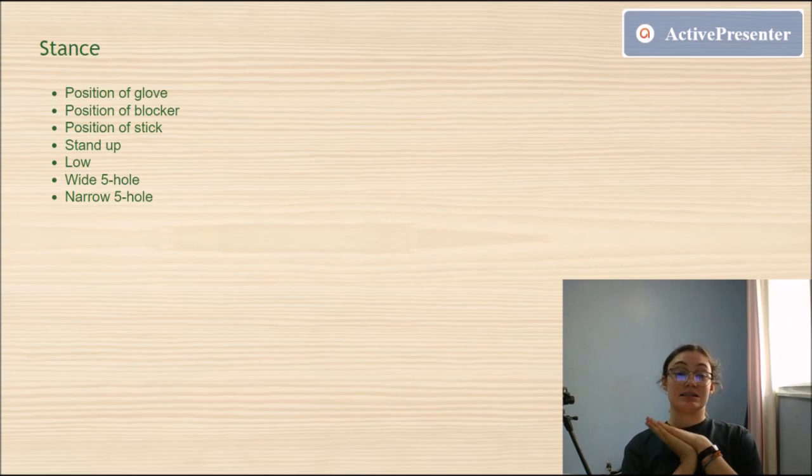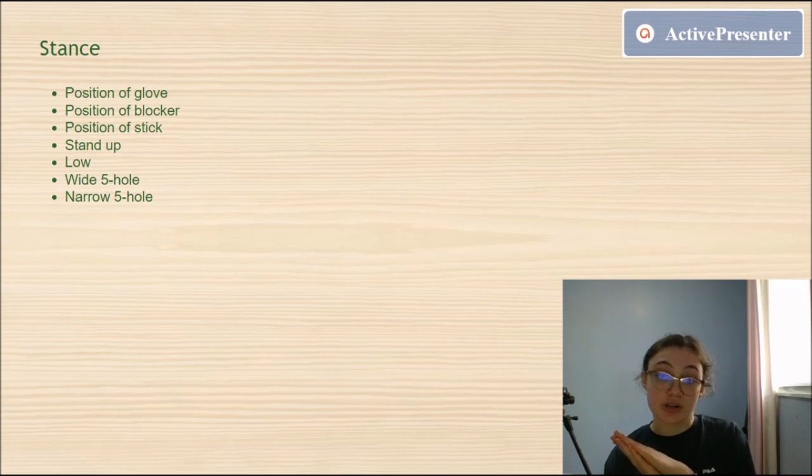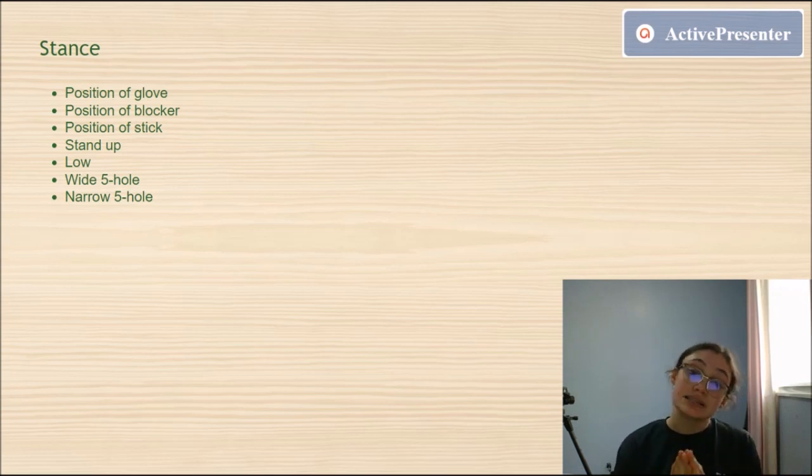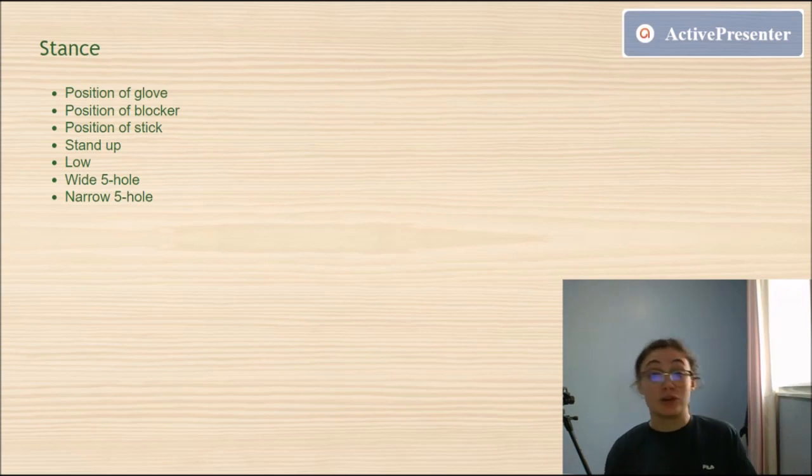So next is the stance, or the basic stance. Position of glove, position of blocker, position of stick. Are you in more of a stand-up stance? Are you in a low stance? Do you have a wide 5-hole? Do you have a narrow 5-hole? So like having your glove out front, not low, not high. Having your blocker here, not out here. Having your stick to the left, to the right, to the middle, only the toe on the ice, only the heel on the ice. Keep it flat.